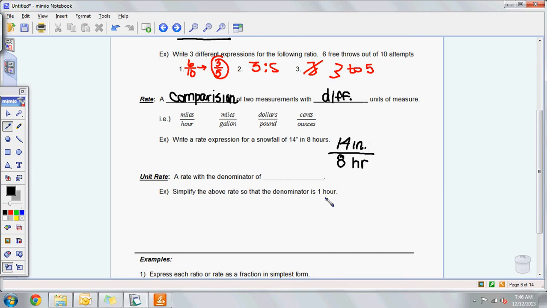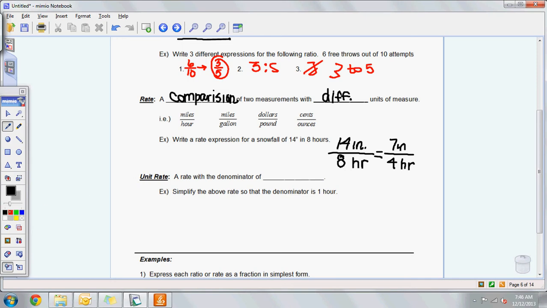And notice what I did differently for rate. Since it's different units, you have to make sure that you write the units there so we know what you're talking about. So if we were to simplify it, it would be 7 inches in 4 hours. So it's the same thing. For every 7 inches that we get, 4 hours has elapsed. Okay? So just different because I have to have those units.